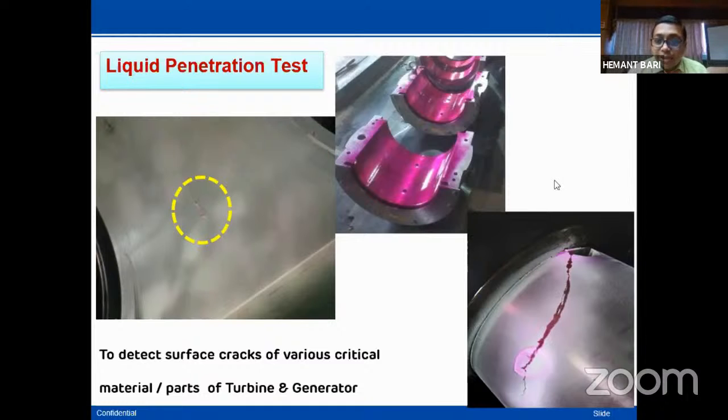So to detect the surface cracks of various critical materials, parts of turbine and generator. Why are these NDT techniques done? Because whenever we remove these critical parts, you cannot just throw them away, or directly use them without testing. You have to confirm whether my part is good or bad, whether any abnormality is there, or all is correct. So to ensure all these things, these tests are very necessary.